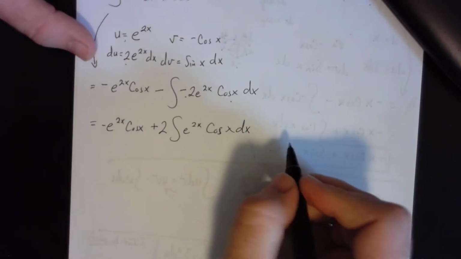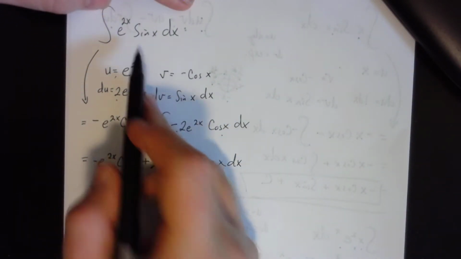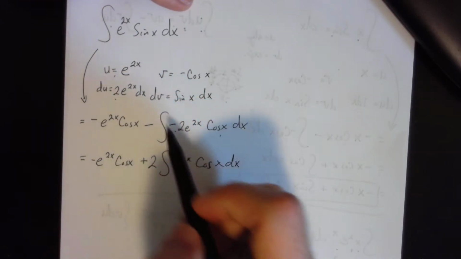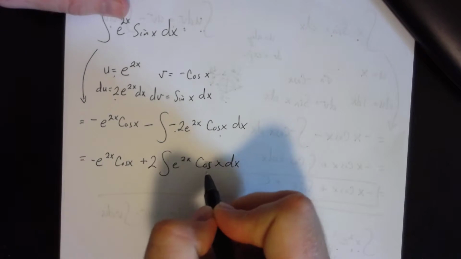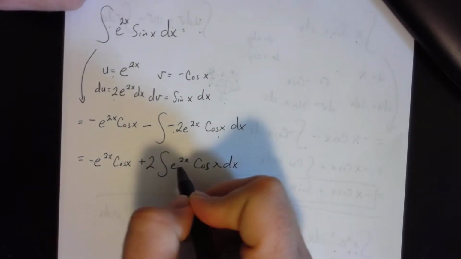So now we're at a problem here. We're more or less back at the same integral, but it's not the exact same integral. So what we could do, and again, this is probably what I would attempt to do in class, is I'd say, well, let's try letting u equal cosine and dv be e to the 2x.